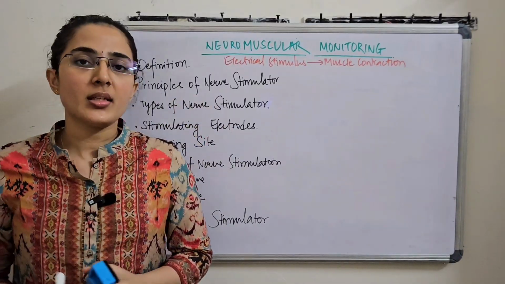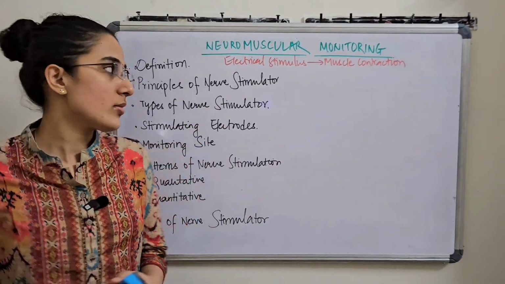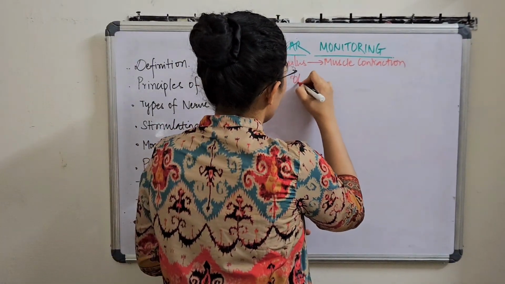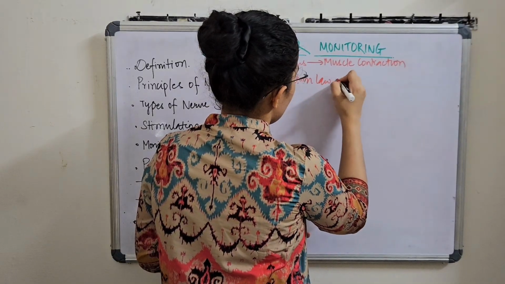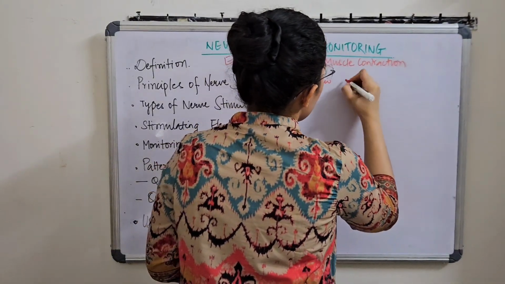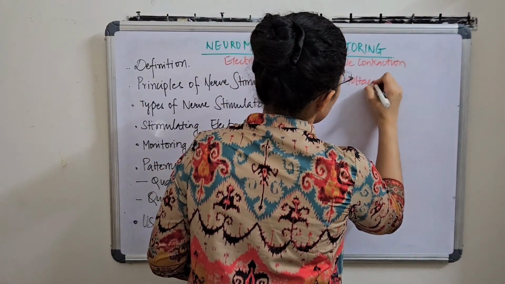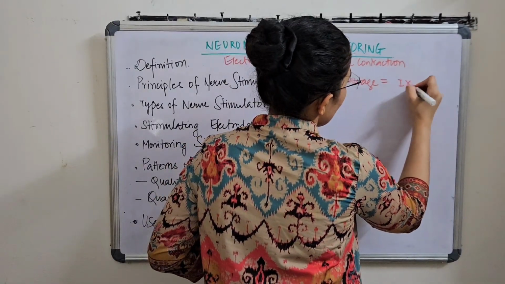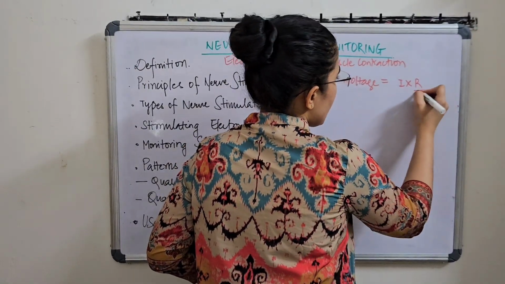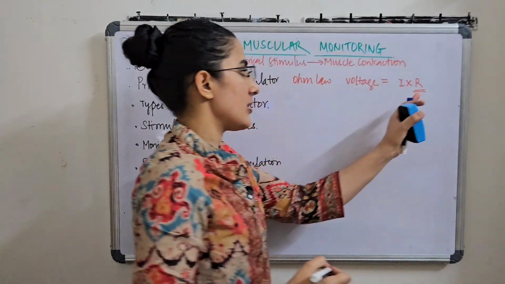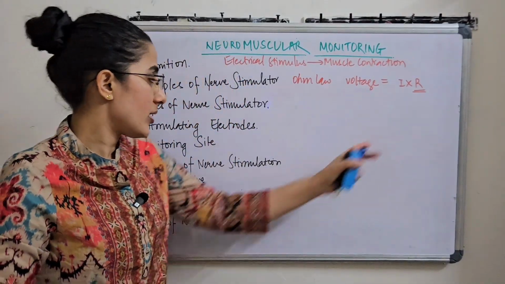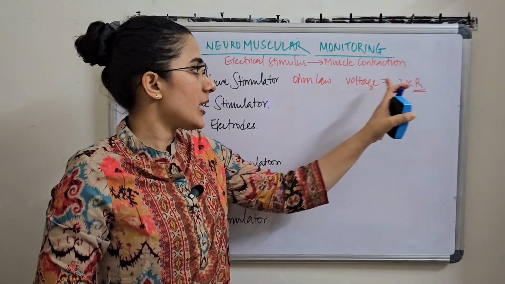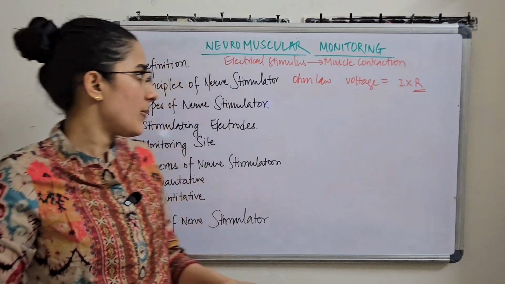So what are the basic principles of a nerve stimulator? A nerve stimulator follows Ohm's law. Ohm's law states that voltage is equal to current into resistance, keeping the resistance, which is nothing but the resistance of the skin contact, constant. So voltage will be equal to the current that is applied.